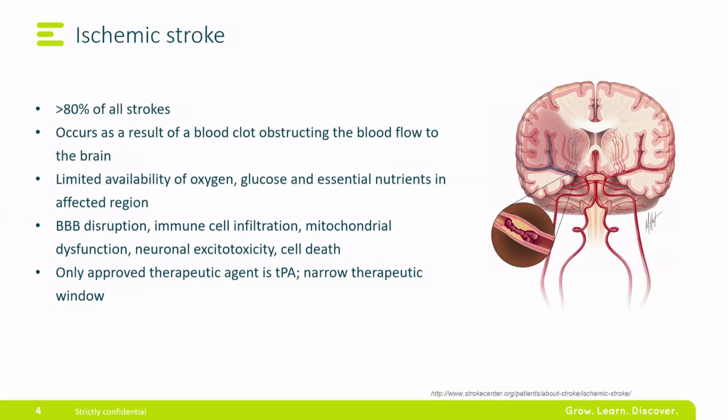Ischemic stroke represents 80% of all the stroke cases that we see, and it occurs because of an obstruction by a blood clot to the flow inside of the brain. Because of this, there is limited availability of oxygen, glucose, and essential nutrients to that specific region. Once this has happened, the BBB gets disrupted, you get infiltration of immune cells, and also mitochondrial dysfunction. The neurons get overly excited, and there is cell death present within this disease.